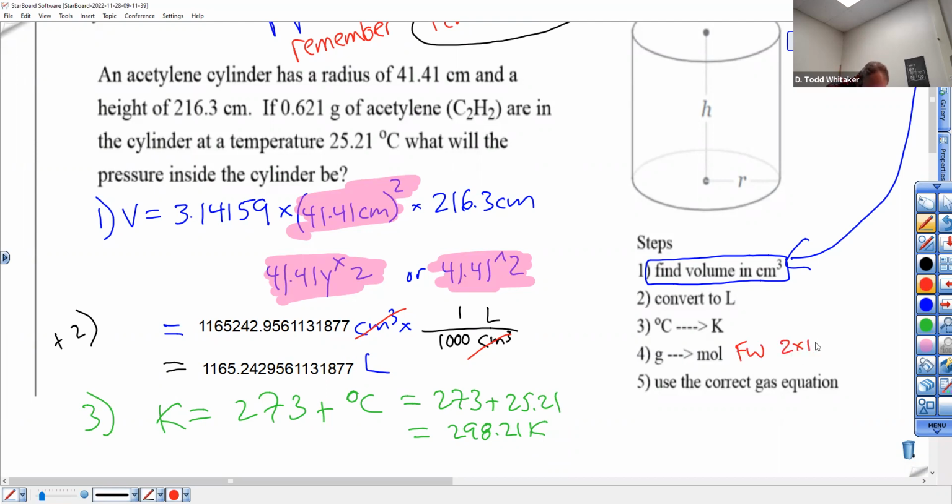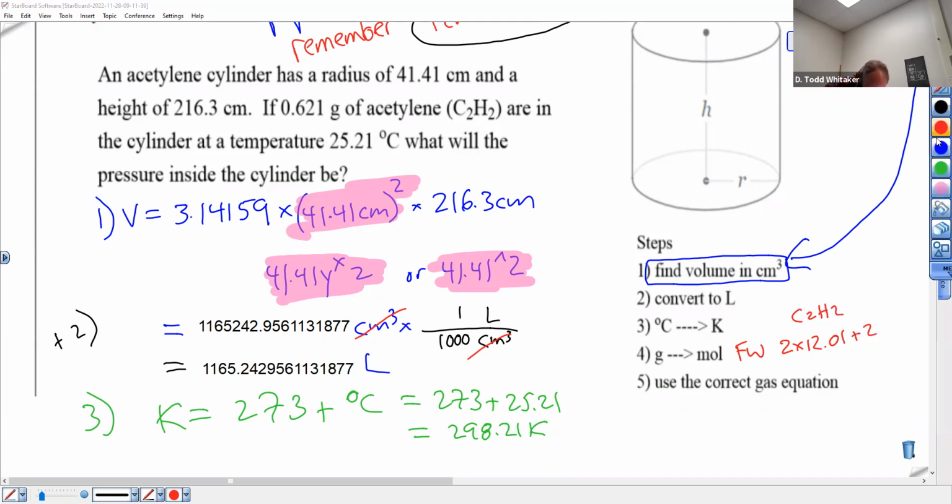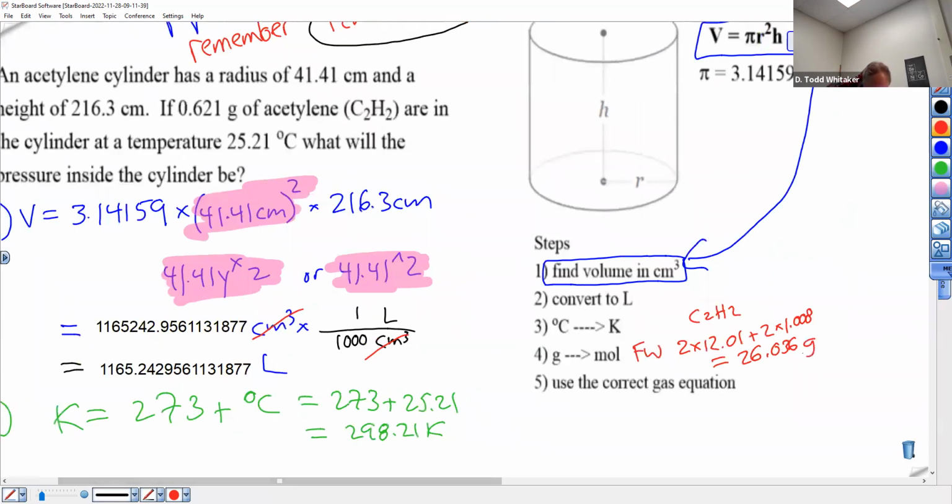2 times 12.01. Here's a reminder, C2H2 plus 2 times 1.008. Yep, there it is. That's 2.016 plus 24.02, 26.036. Makes sense. Units for the periodic table, please. Always. Grams over moles. Yeah, thank you.